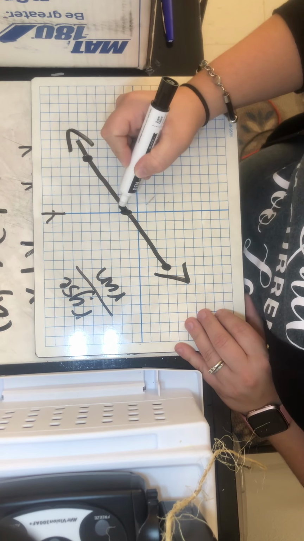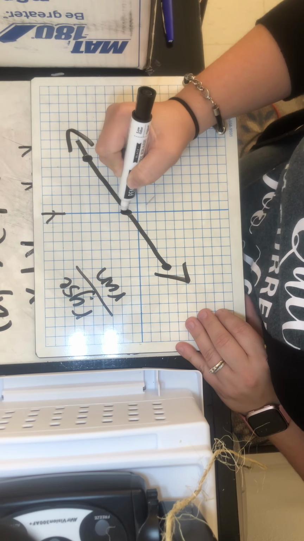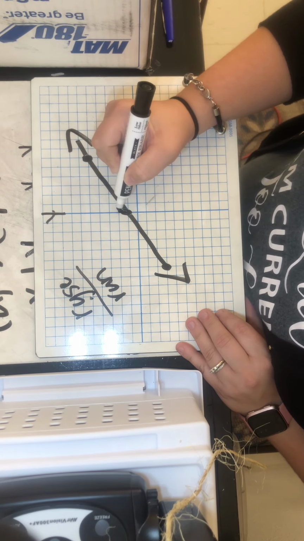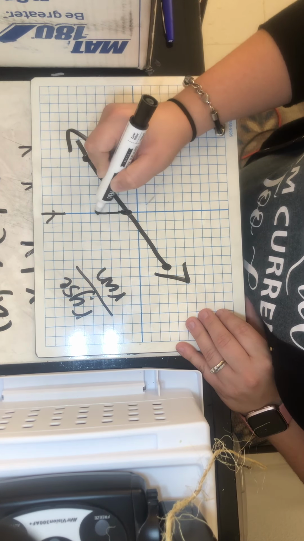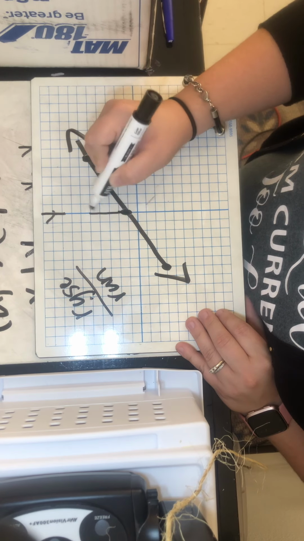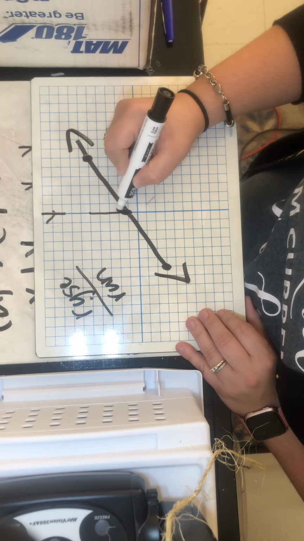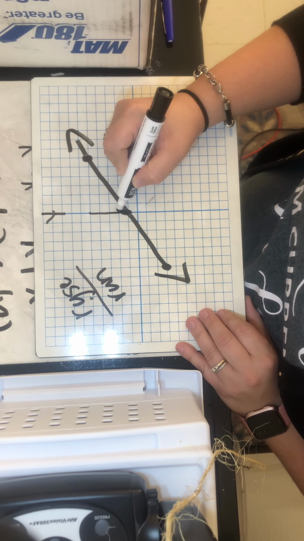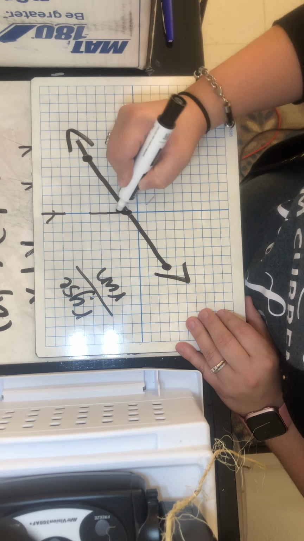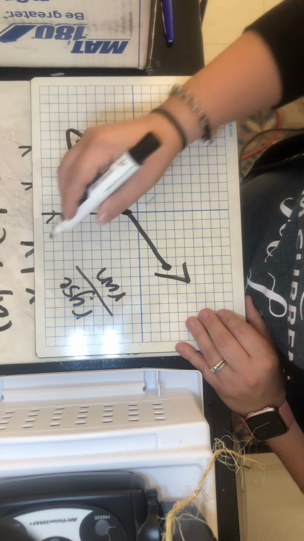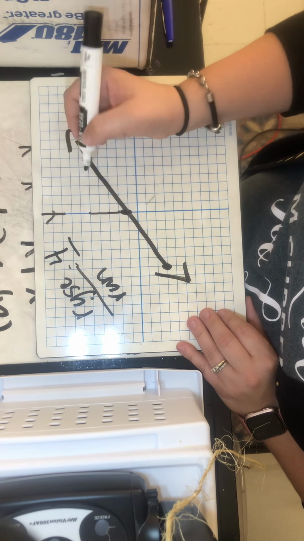So Savannah and Nelson, go up to the board, please. We're doing our rise, and we need to find from this point to this right here. So how many places have we moved? Starting here, we've moved 1, 2, 3, 4. So our rise is 4. Good. All right, sit down.